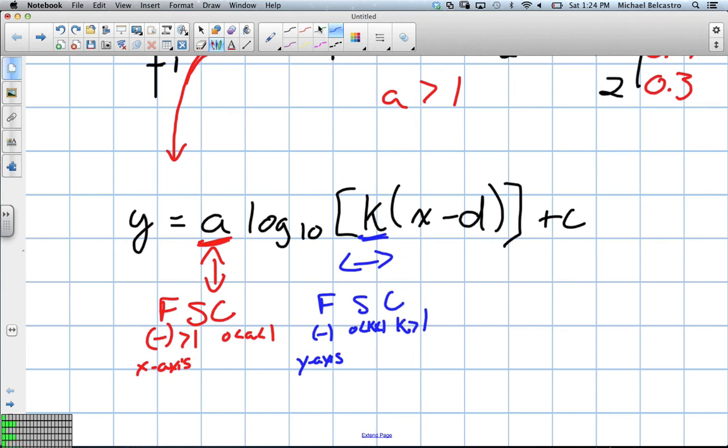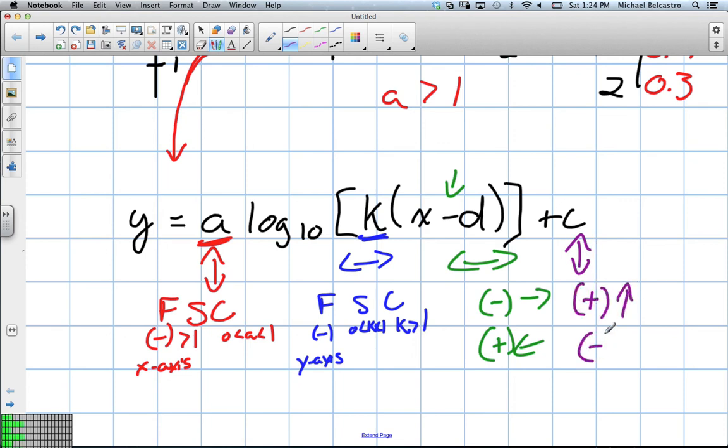Our d, which I guess we'll do in green here, deals with horizontal shifts, left and right. If it's a negative value, we actually go in a positive direction, and if it's a positive value, we go in a negative direction. And finally, C again deals with vertical shifts. The only difference here is when it's positive, it goes up, and when it's negative, it goes down. It's pretty intuitive.